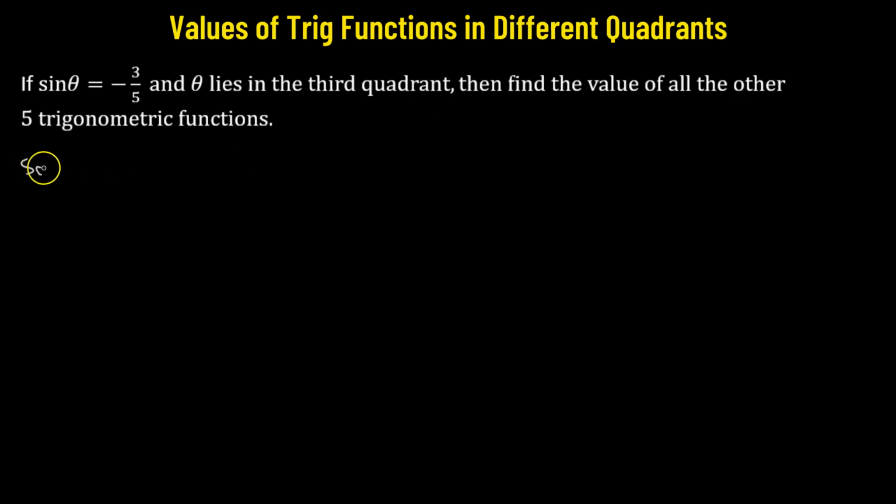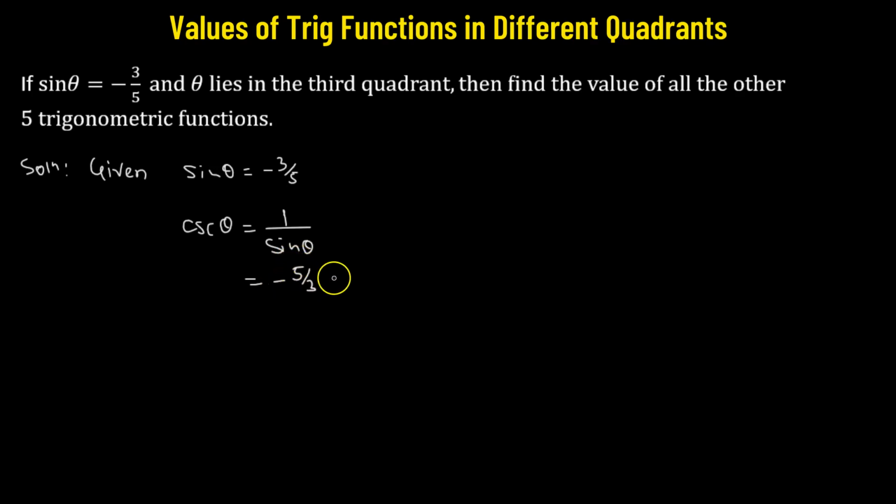Let's begin. Since we are provided with the value of sine theta, we can use this to immediately obtain the value of cosecant theta, because it's the reciprocal of the sine function. So we have 1 over sine theta, so that's going to be negative 5 over 3.